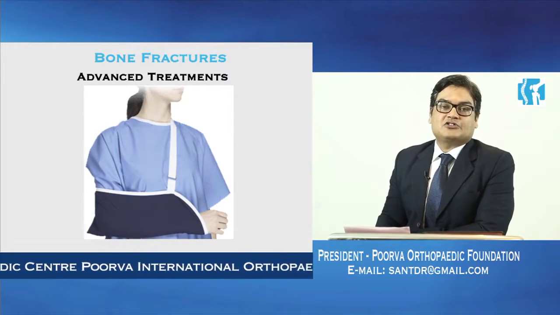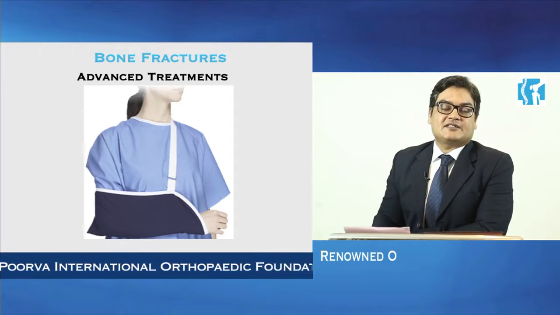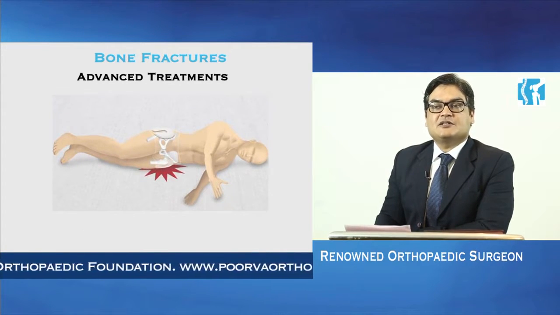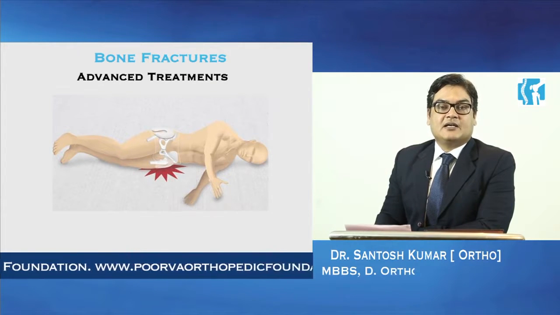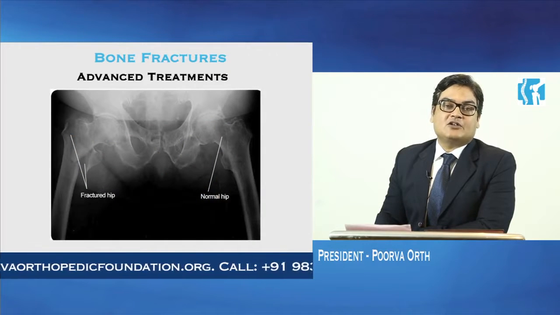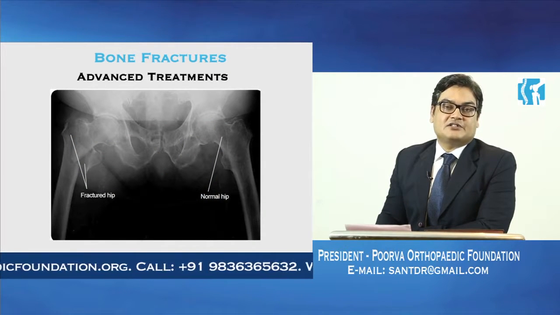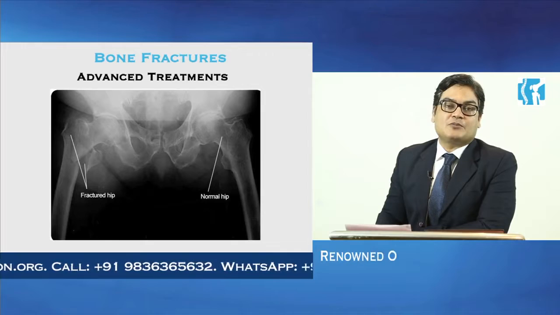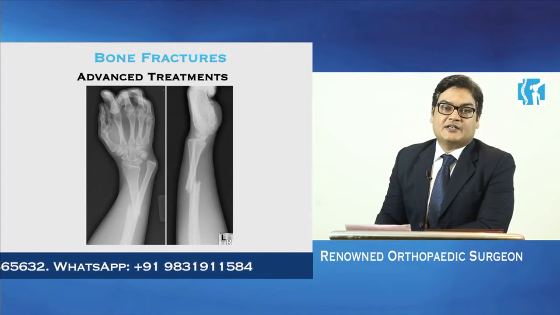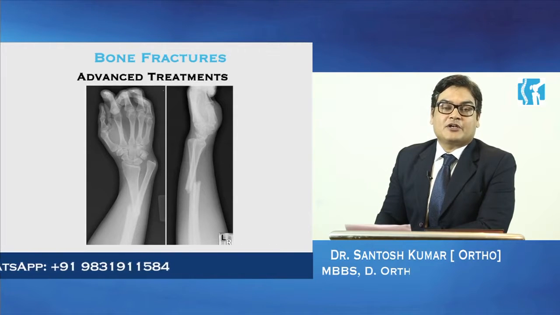First is high velocity trauma, that means road traffic accidents in which there is bony fracture and there are associated multi-system injuries which can be there. And there is something called low velocity trauma, which means there is a domestic fall and bones have fractured, which happens mostly in osteoporotic bones. Now these fractures have to be treated and it's very important, otherwise it can be a life-threatening problem.